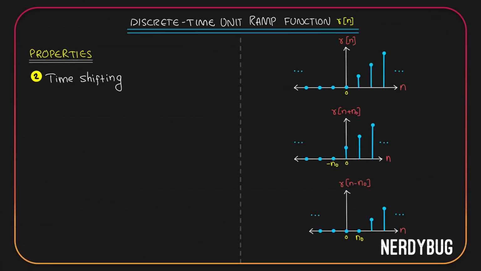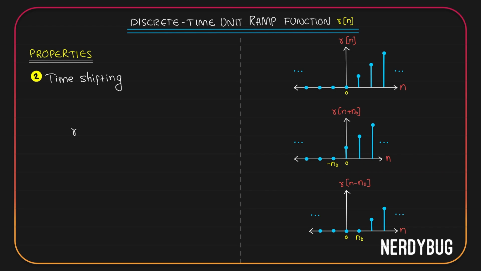The next property is time shifting. We know R of n has value 0 till 0. If I take R of n plus n naught, I'll have 0 until minus n naught instead of 0. If I take R of n minus n naught, I will have 0 until plus n naught.